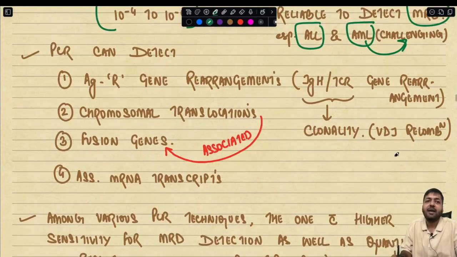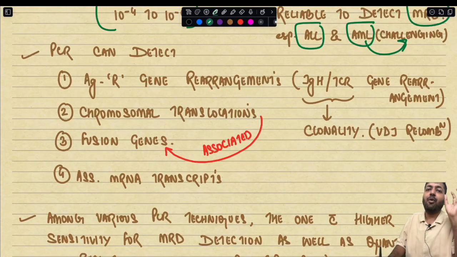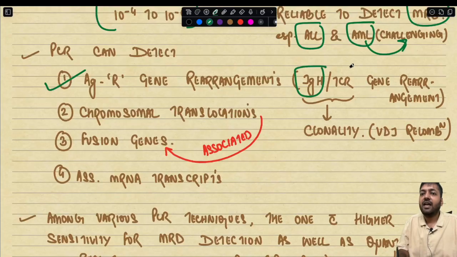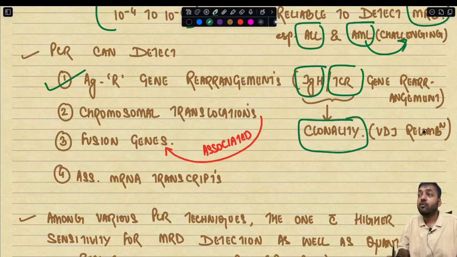So how does the PCR detect this? Very importantly, the PCR can detect MRD via antigen receptor gene rearrangements, that is by detecting the clonal IgH and T cell receptor gene rearrangement. Now such rearrangement is indicative of clonality, which I have already spoken about in detail while we were discussing the lymph node and lymphoma, so I am not repeating. It is also discussed in chapter number 7 of general pathology, that is neoplasia. I have discussed it in detail, so I'm not going into how clonality is achieved by cells.